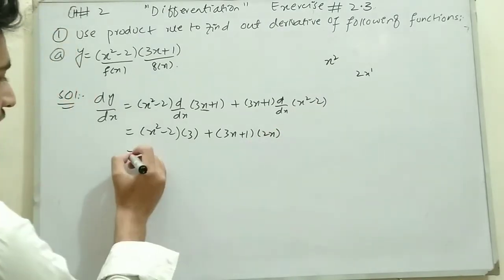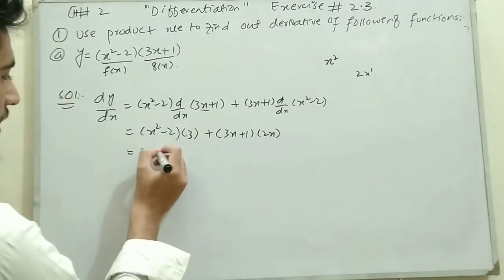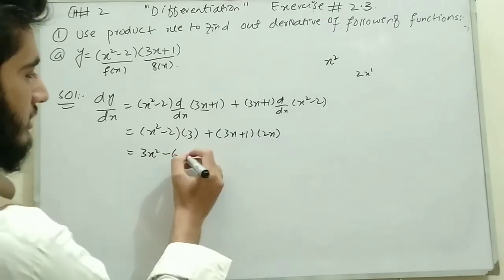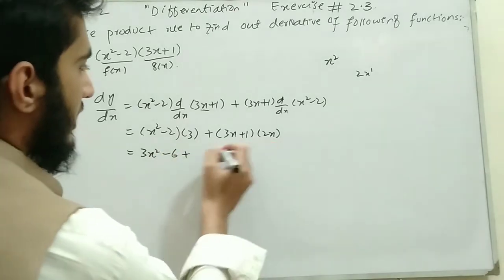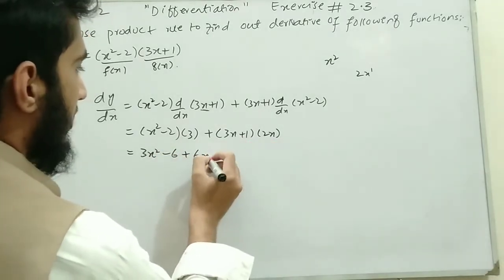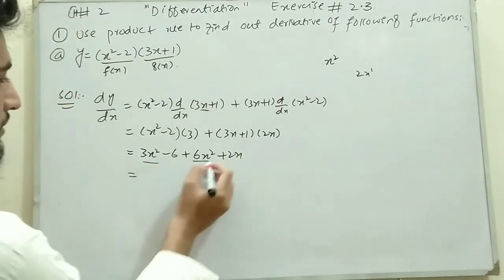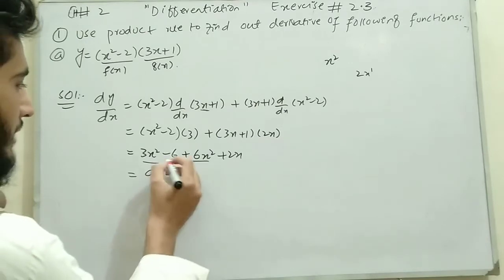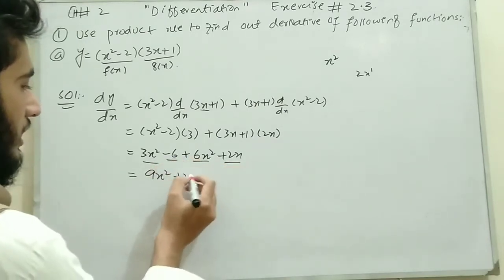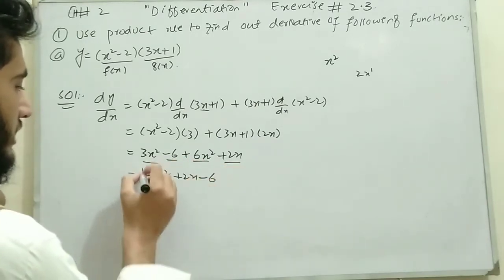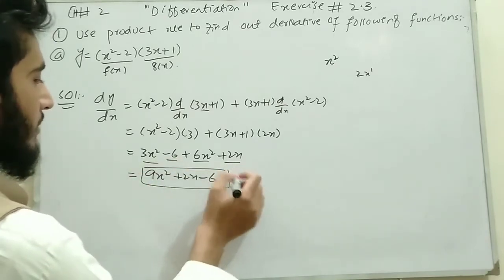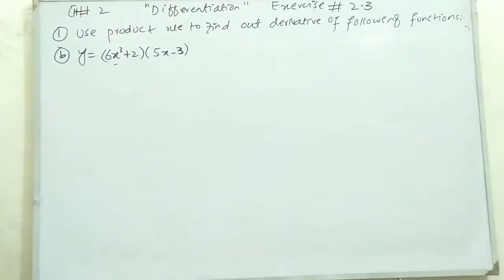Now after simplification it becomes 3x square minus 6, and after this 3x multiplied by 2 gives us plus 6x square and plus 2x. So after simplification 3x square plus 6x square gives us 9x square plus 2x and minus 6. So this is actually the derivative of the given function part number A. Now move to part number B.